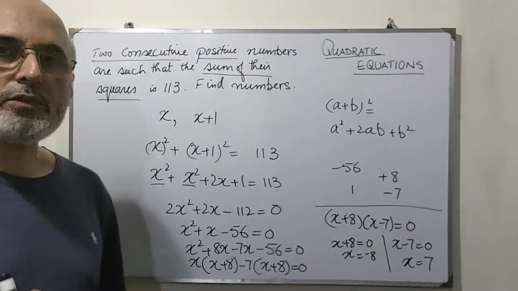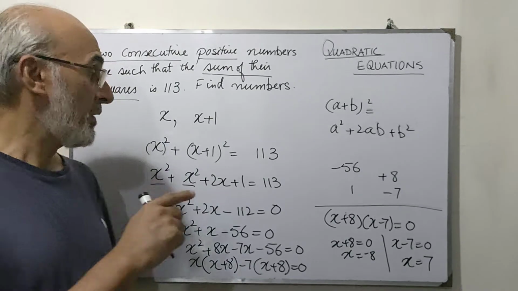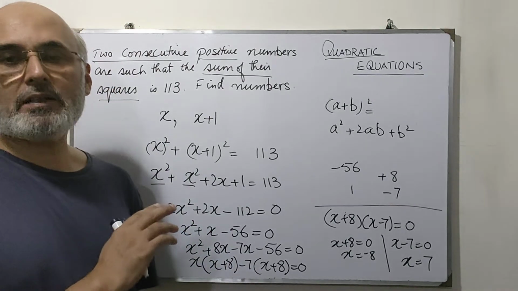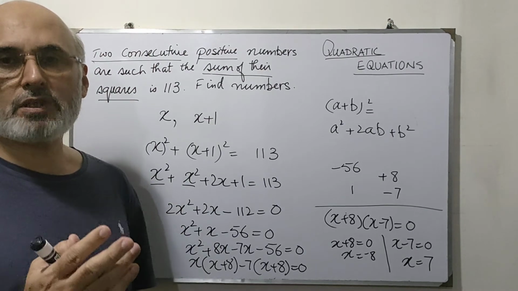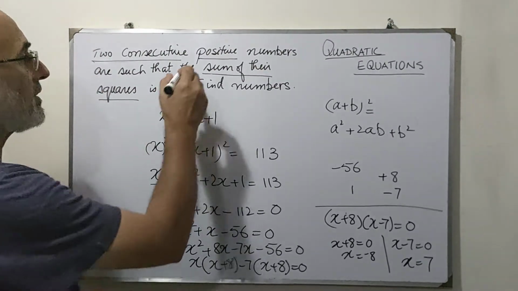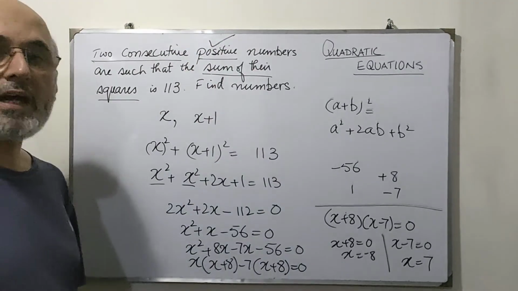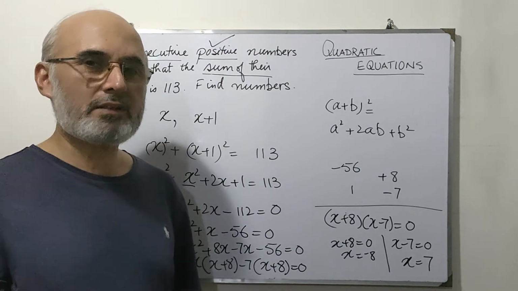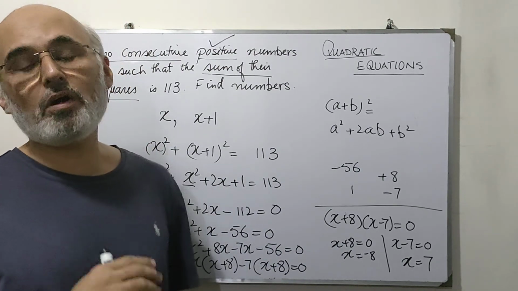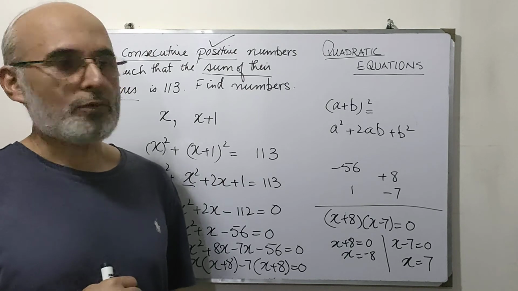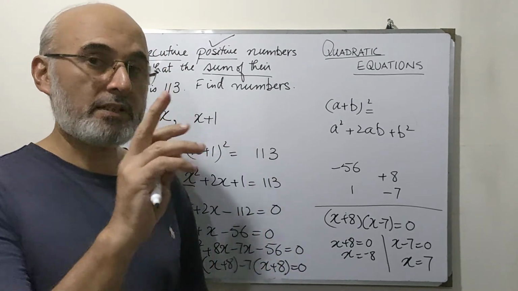So we have two values. If we have this quadratic equation, we are going to have two values, which is x is equal to minus 8 and x is equal to 7. But which value should we take? It says that the number has to be positive. So we cannot take minus 8, because if one number is negative, the other is going to be negative too, since they are consecutive numbers. So we're going to take 7.